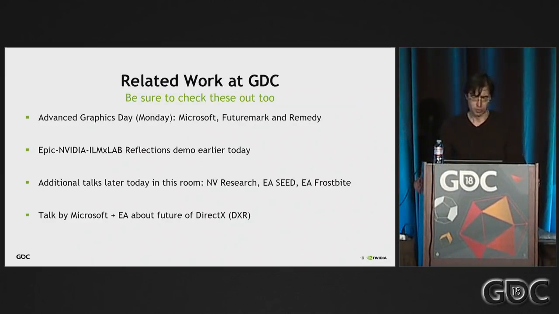There's also a lot of work related to DirectX ray tracing and RTX at GDC this year. And if you have missed the talks on Monday, I encourage you to look out that content. Microsoft announced on Monday the API, DirectX ray tracing, and Futuremark and Remedy presented really exciting talks on their experiments with this API. Also, just over an hour, 2 hours ago, Epic Games showed the Reflections demo, which is based on a lot of the same technology we'll be presenting right here, right now. And this is a collaboration of Epic Games, NVIDIA, and ILMxLAB. And there are more talks in this room later today, which will be presented by NVIDIA Research, Electronic Arts, SEED, and Frostbite teams. And I encourage you to stay for those as well. They will be very exciting. And finally, there is again that talk by Microsoft, in combination with Electronic Arts, about the future of DirectX, which will definitely cover DirectX ray tracing.